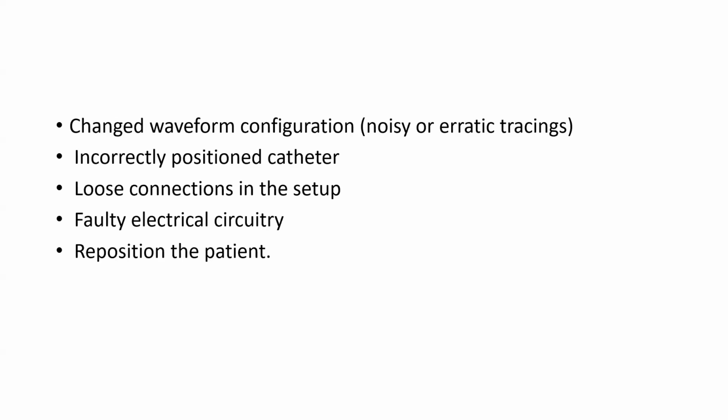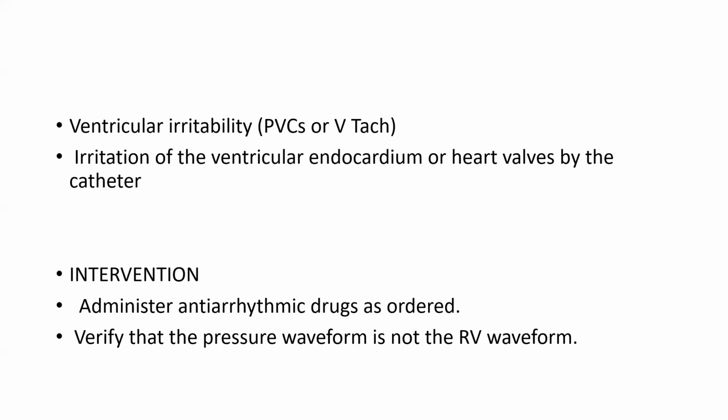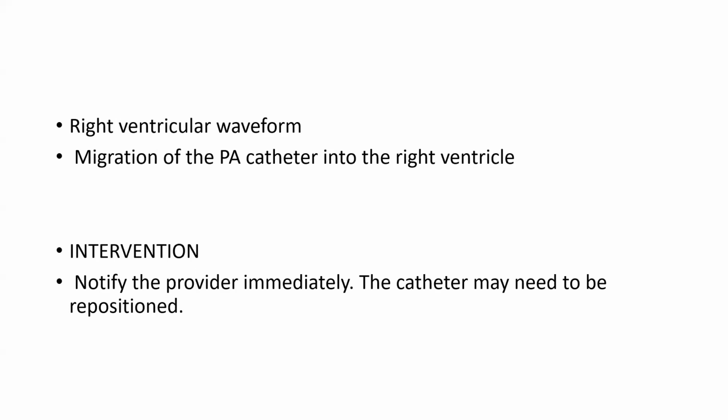Change in the waveform configuration: the chances are an incorrectly positioned catheter, a loose connection in the setup, a faulty electrical circuit, or repositioning of the patient. Then how to intervene? We need to assist with the chest X-ray to verify the catheter location, and check and tighten the connection in the catheter and transducer apparatus. Then ventricular irritability, irritation of the ventricular endocardium or heart valve by the catheter. Then the interventions are to administer antiarrhythmic drugs and verify the pressure waveform is not the right ventricular waveform, or migration of the PA catheter into the right ventricle. The intervention: notify the provider immediately, and the catheter may need to be repositioned.